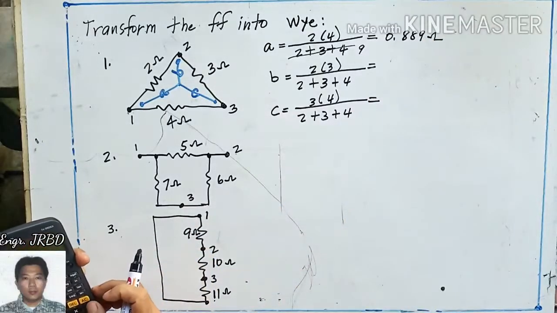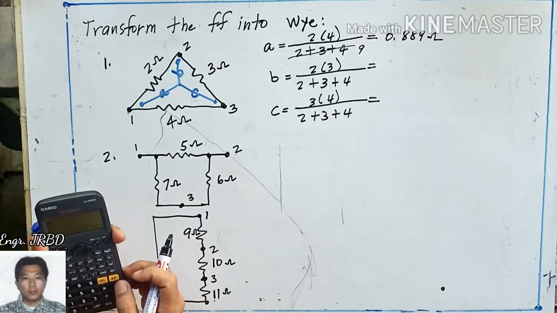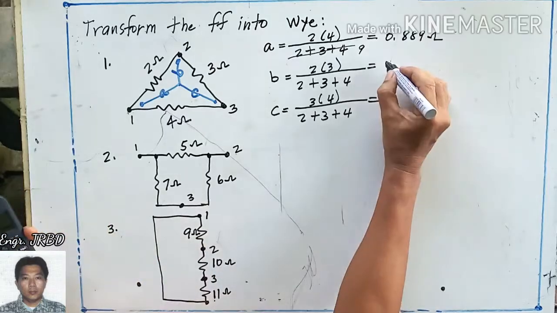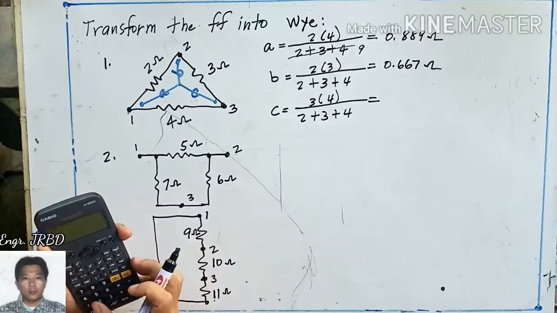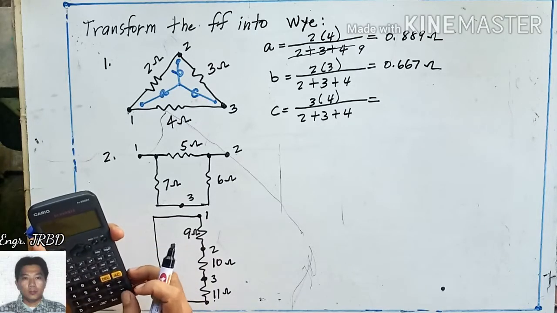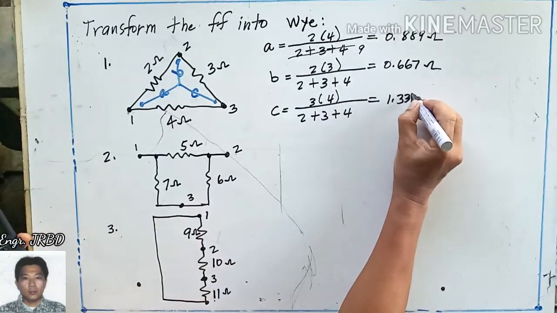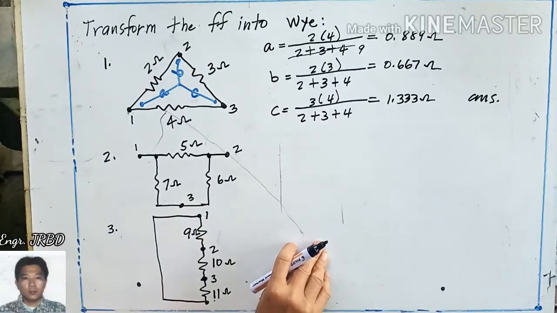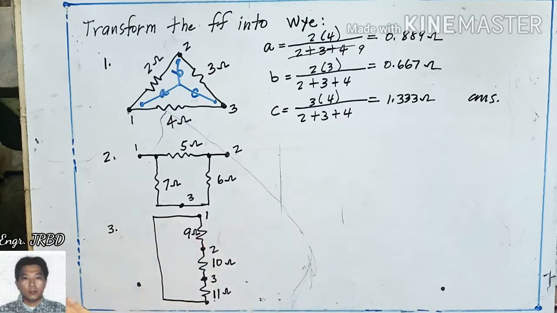Second, 0.667, and the third, that is 1.333 ohms. Okay, these are the ohmic values of the equivalent Y, the transformed Y. We will try to draw.